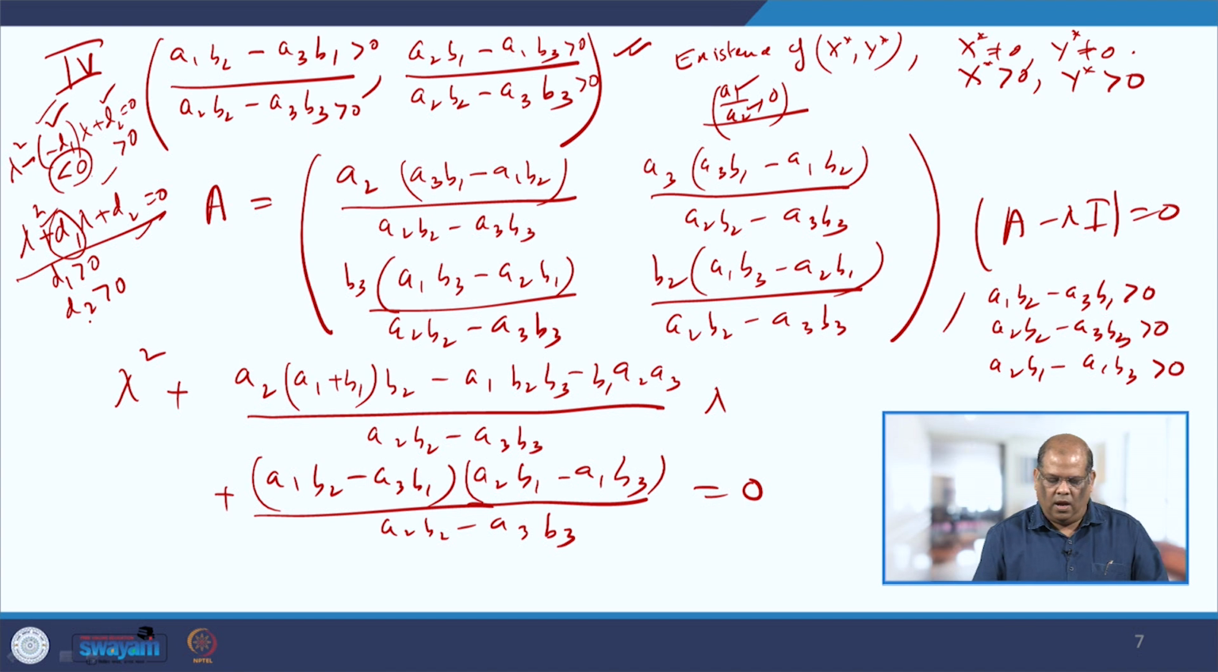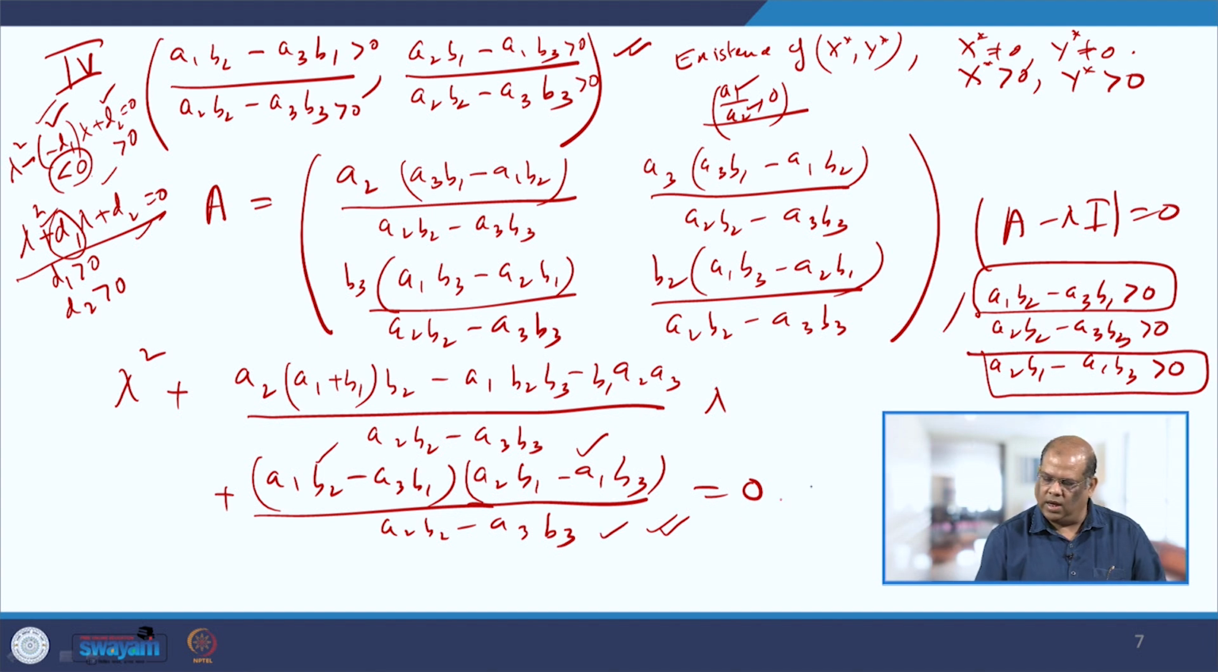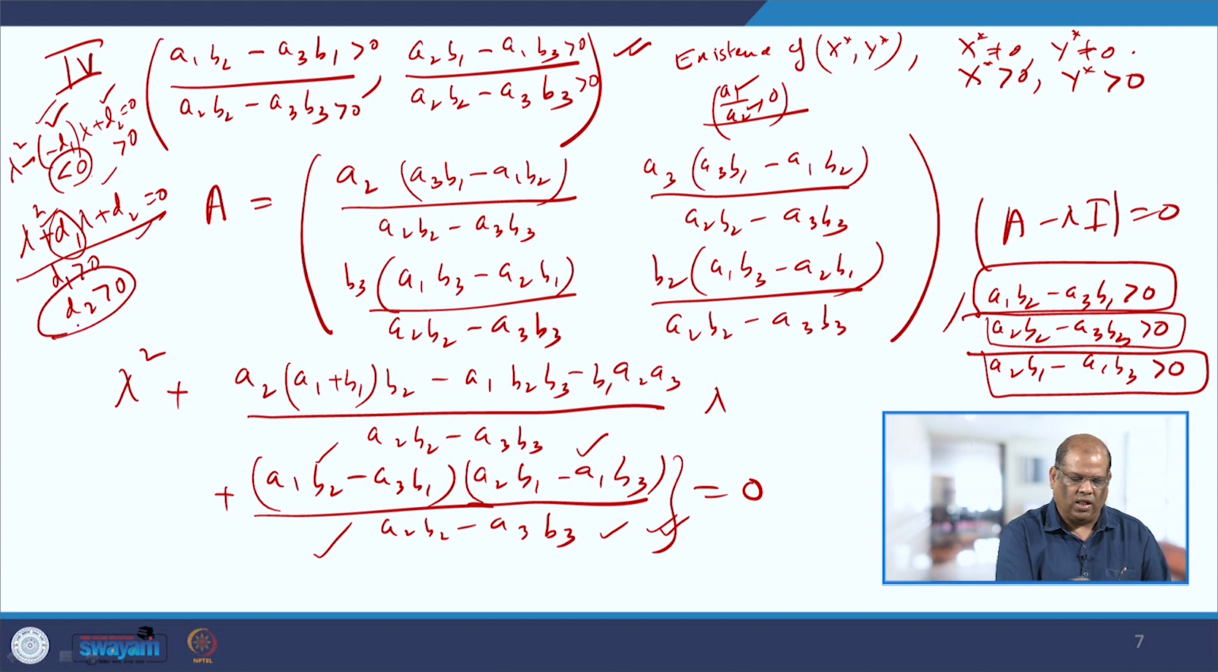Now, if we look into this particular thing, the product of the roots, we see that this is greater than 0 from here, this is greater than 0 from here, and this is greater than 0 from here. So, the existence of the equilibrium point makes this particular expression positive. So, it satisfies d2 greater than 0 automatically. Now, come to this particular expression, say this particular expression.